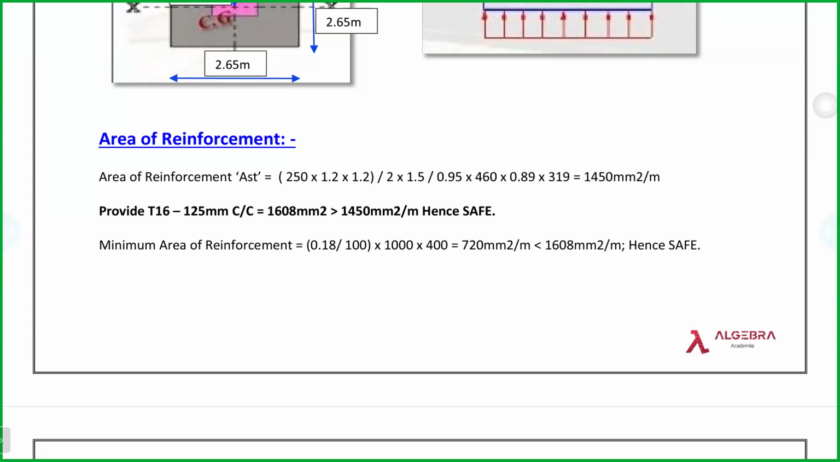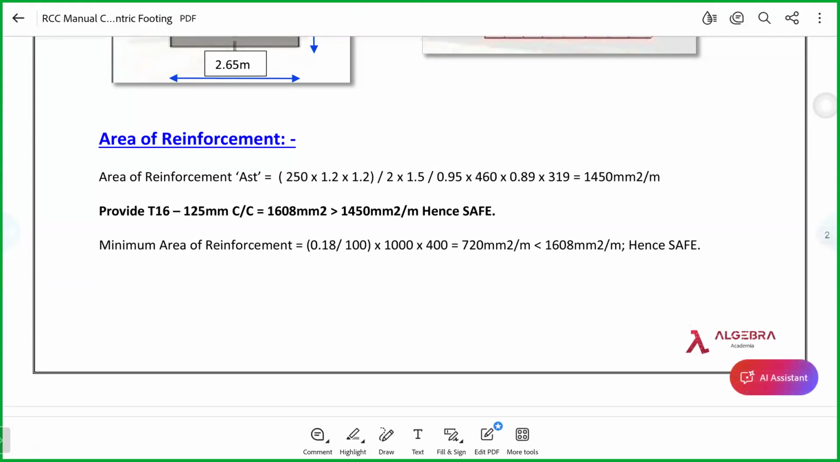Multiply by 1.5, which is the factor of safety, divided by, it's the same equation, 0.95 Fy Z. Then we are getting 1450 millimeters square per meter. Then provide T16 at 125 millimeter center to center. So 16 millimeter rebar is 201. 125 is the spacing between the rebar, per meter which is total 8 numbers. So 8 multiplied by 201, you're getting 1060.